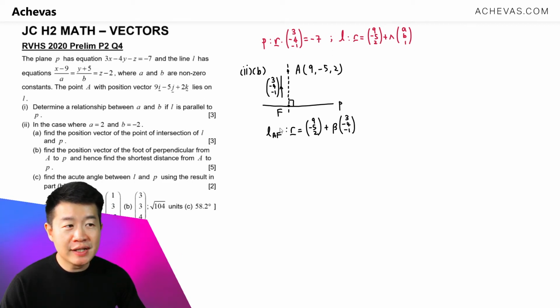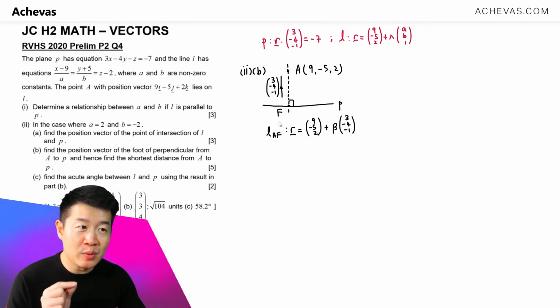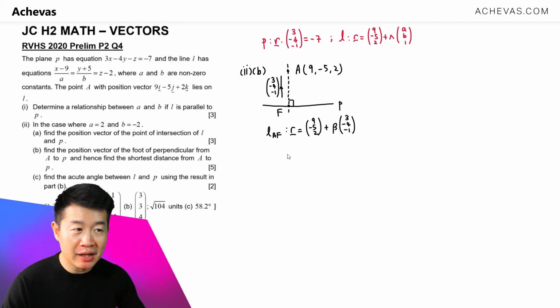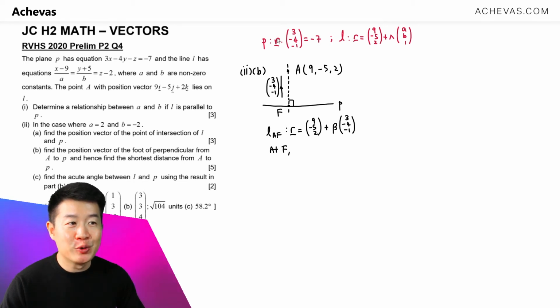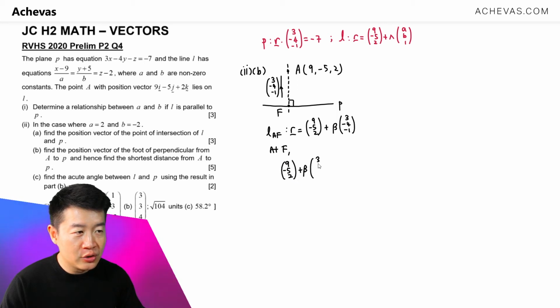And by forming the equation of this line, we can use the same method as what we have used in part A to find the intersection between a line and a plane, which means that at the point F, I'm going to take this and substitute it into P. Okay, I'm going to substitute this into P. So it will be once again 9, -5, 2 plus beta of 3, -4, -1. I am putting this into the plane P's equation.